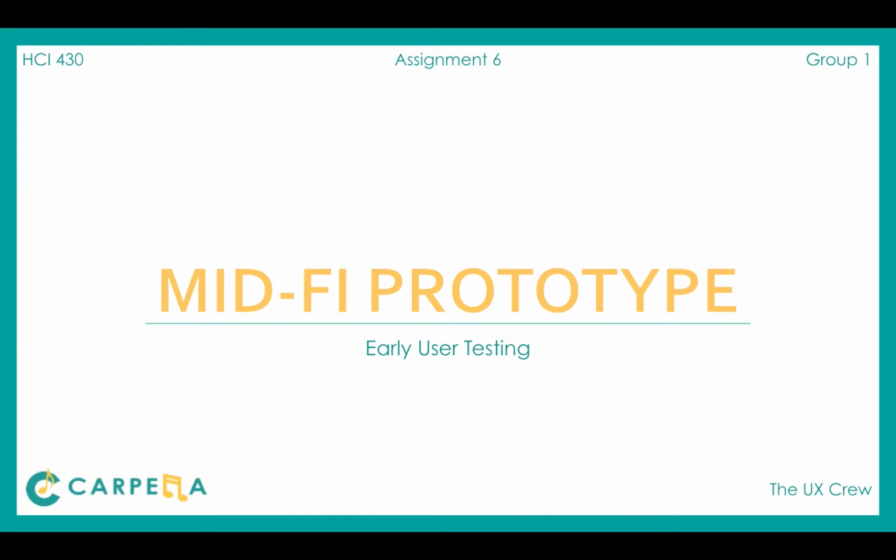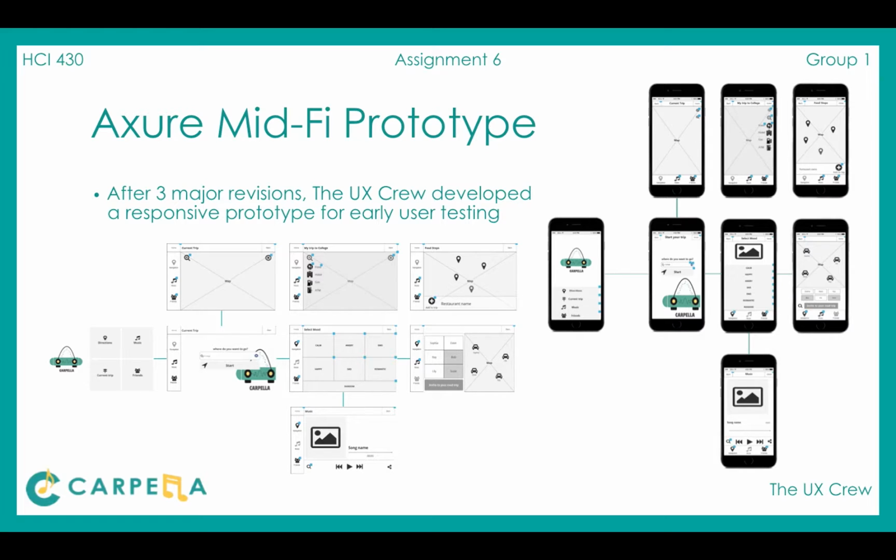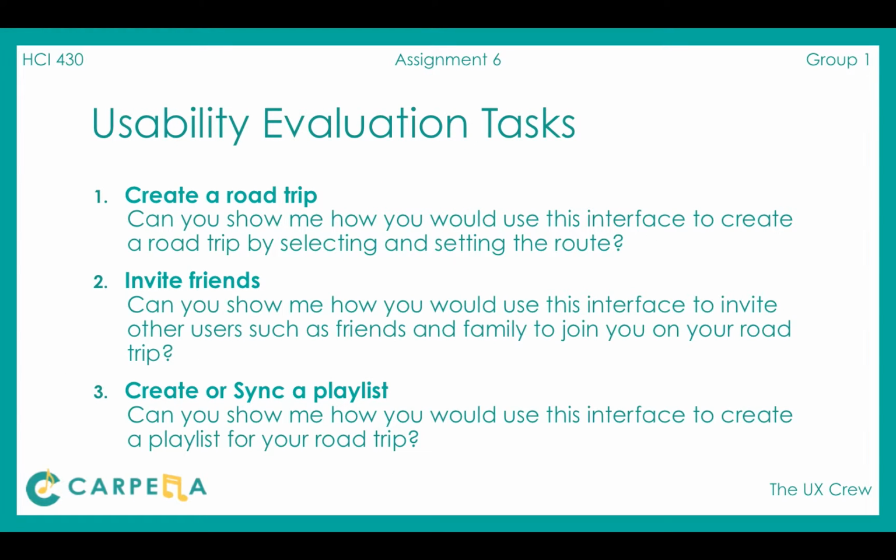So then, once we had that all down, we started to focus on our mid-fi prototyping. So this is our mid-fi. It was about after 3 revisions. This is what we developed for our responsive prototype. So we just basically wanted to show the functionality of it. We focused on how we wanted the app to be laid out for mobile and also for the car navigation.